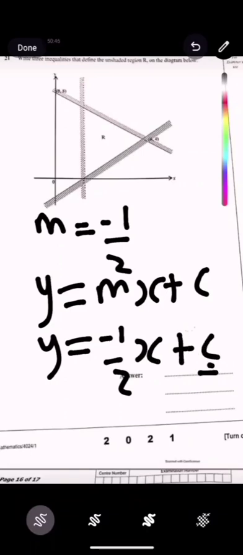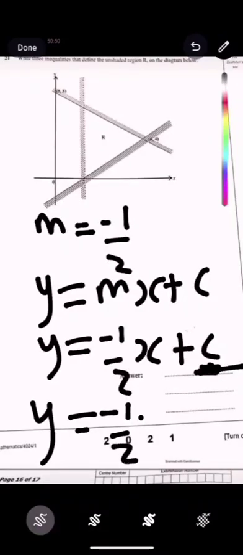Now, c we know it's 8. C means where it cuts the y-axis. Okay, so it's 8.